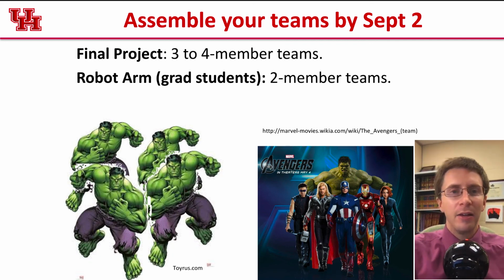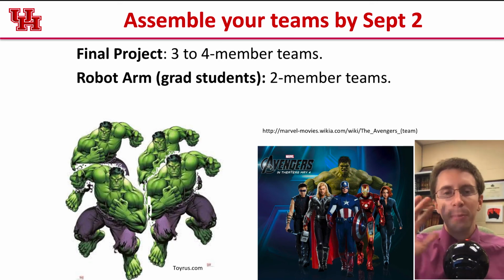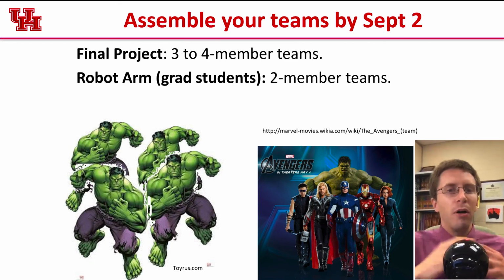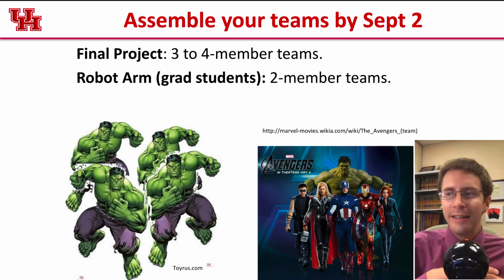And for that, I let you be in 3 to 4 member teams for the final project, whereas for the graduate students, I'm requiring all of you to build a robot arm in 1 to 2 member teams. And so I've got some pictures over here because there's a concept there. On the left, 4 Hulks that are working on a team. That would be an impressive movie, but it's not the kind of team I want.